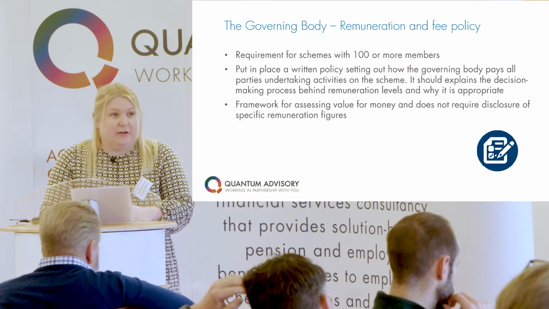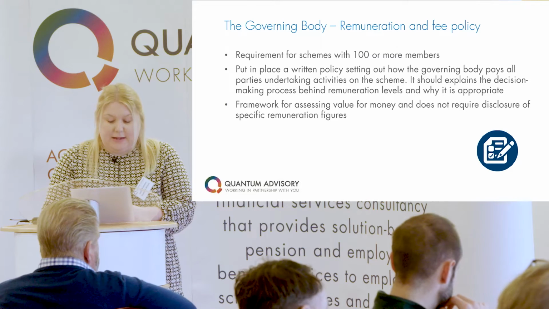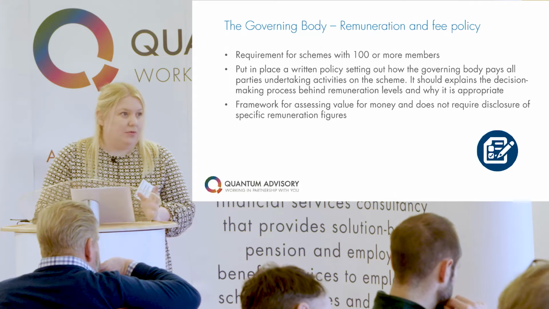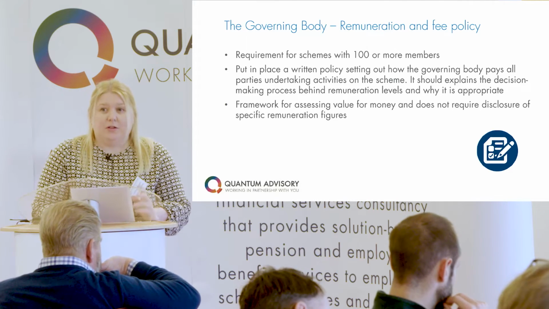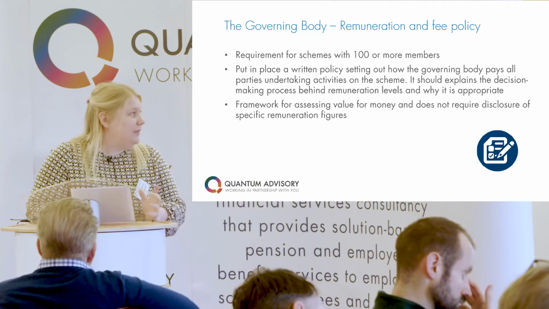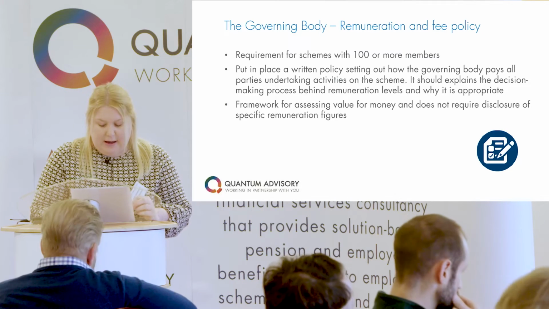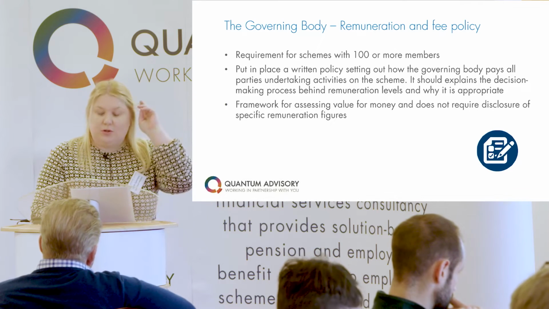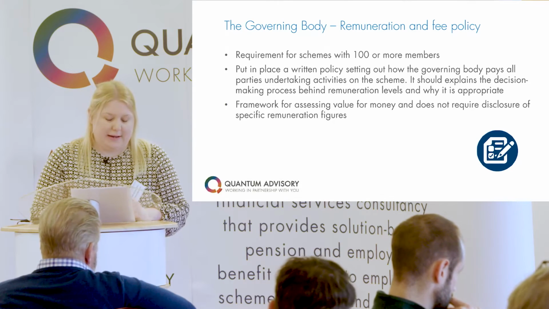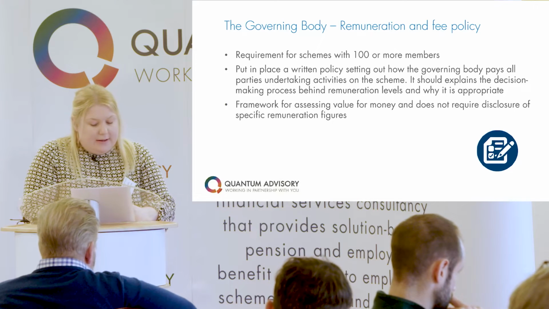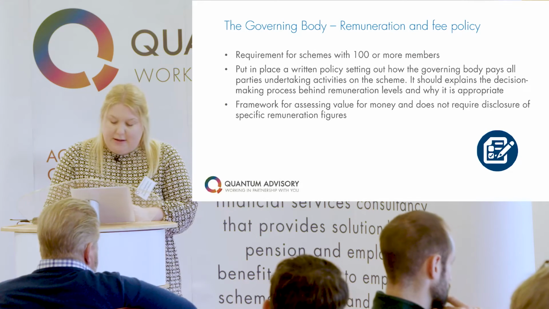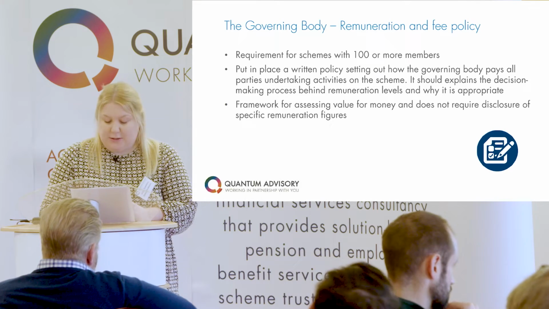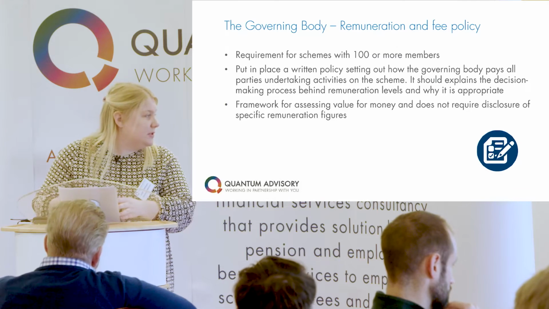The draft code originally required the governing body to make that policy available to scheme members on a website or by some other means, but that has been removed from the final code. There was a lot of feedback to the regulator on the draft information within the code on this particular policy, and it has revised the requirements so that the scope of each remuneration policy will be more scheme specific than the draft code originally planned. It is also made clear that the policy is a framework for assessing whether governing bodies are receiving value for money and does not require them to disclose specific remuneration figures, which was a concern.